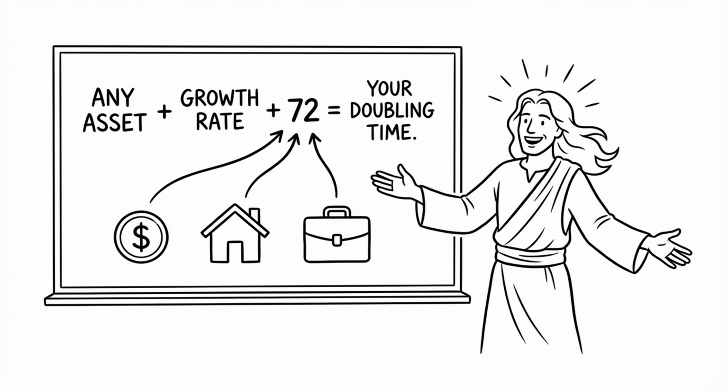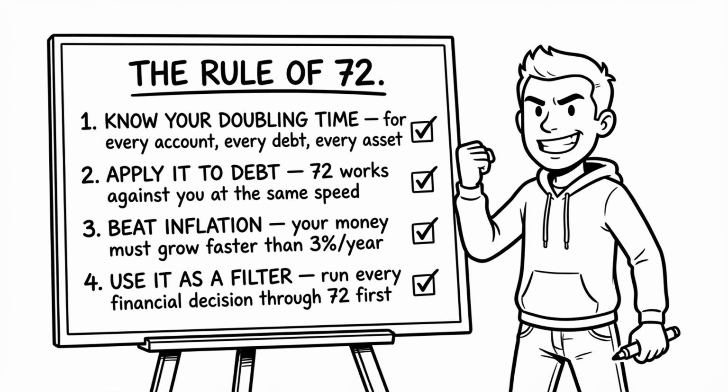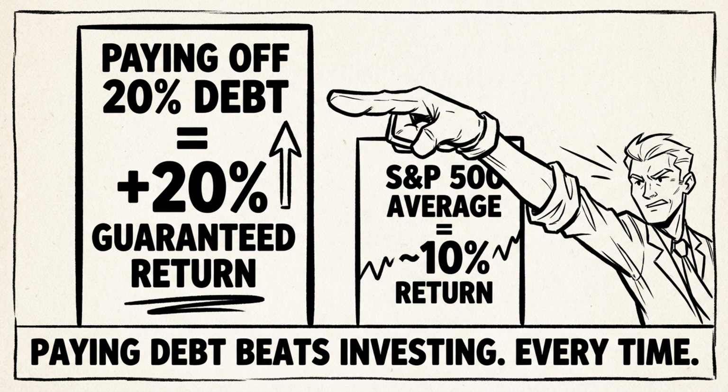4 things to take from this video. 1. Know your doubling time for everything. Every bank account you hold, every investment, every debt. Apply 72. Know exactly what time is doing to each one. 2. Apply it to debt first. If you have high-interest debt, the Rule of 72 shows you it's doubling faster than almost any investment can grow. Paying off 20% credit cards is the equivalent of earning a guaranteed 20% return. Nothing in the market offers that.